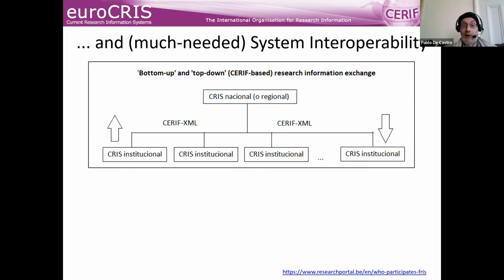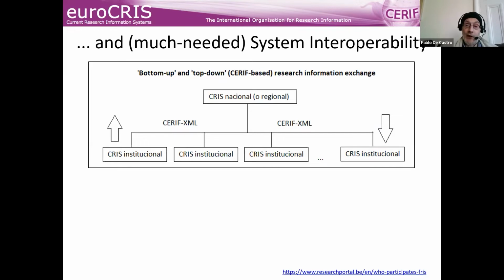So you have a number of institutional CRIS systems, each of them collecting information on the research activity carried out at a university, for instance, or a research institute. And then all the research information is aggregated through the Serif XML metadata exchange mechanism into a national or a regional CRIS platform that allows the snapshots to be much wider, to cover a whole country or a whole region.